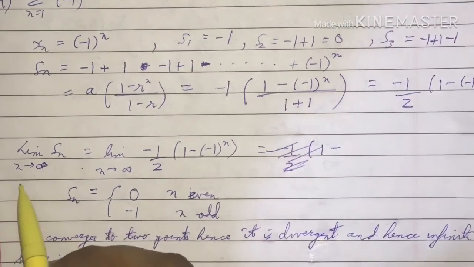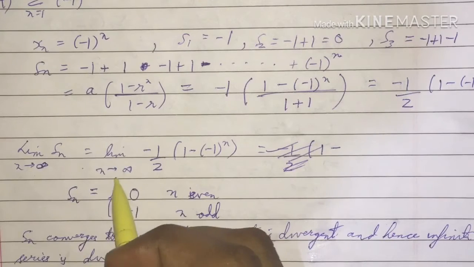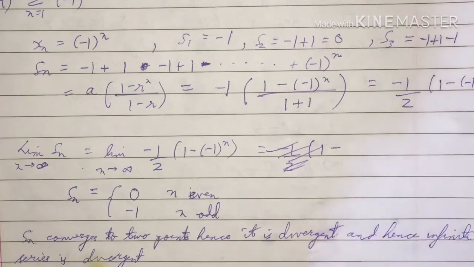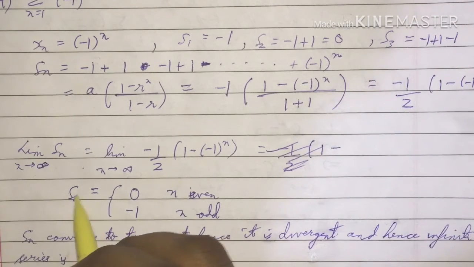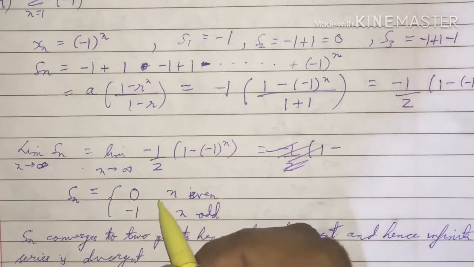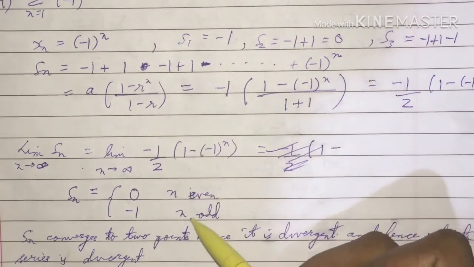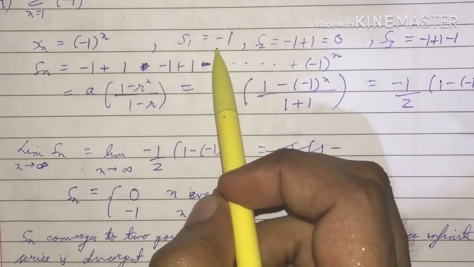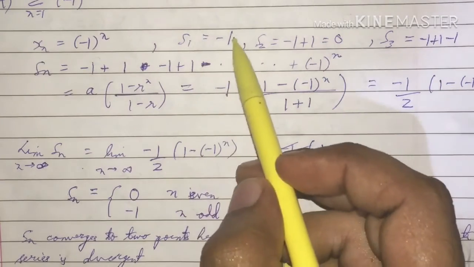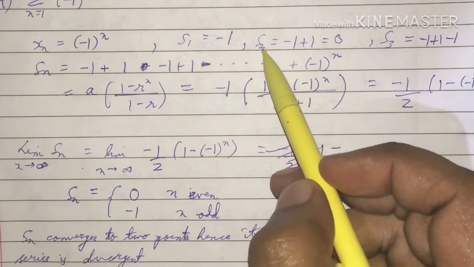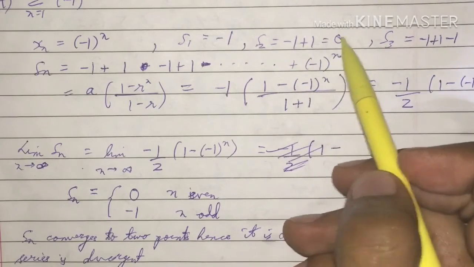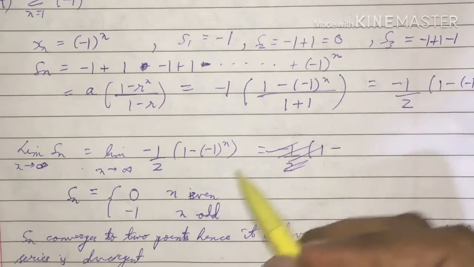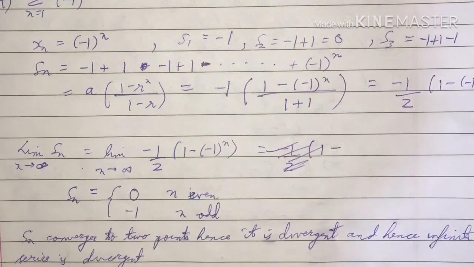Now basically if we take the limit n tending to infinity of Sn, which is limit n tending to infinity of minus half into 1 minus minus 1 raised to n. Now if you notice, Sn will take only two values, which is either 0 when n is even or minus 1 when n is odd, as in this example. So over here 1 is odd, hence the sum is minus 1. When it is even, they cancel off, giving you 0. When it's odd again, we add another minus 1 to it, so hence it becomes minus 1.